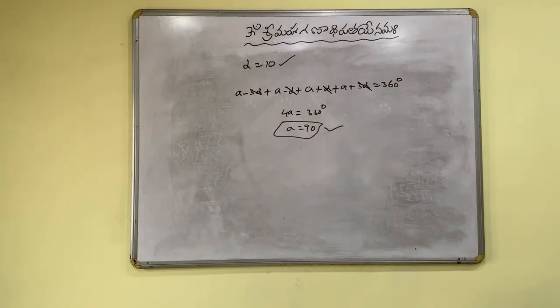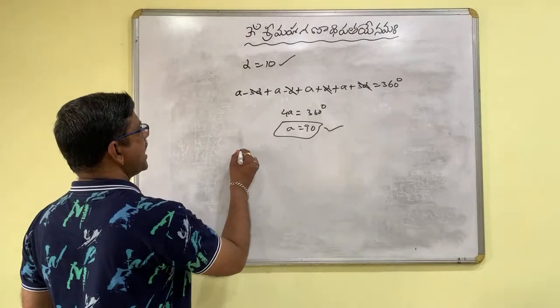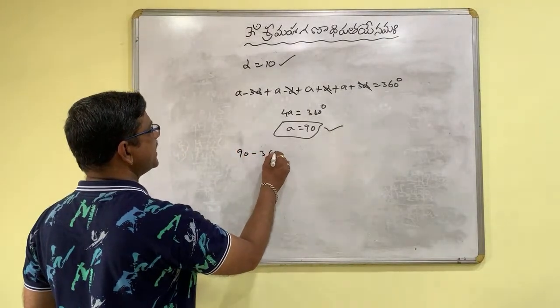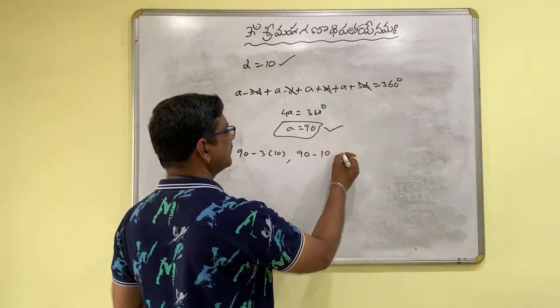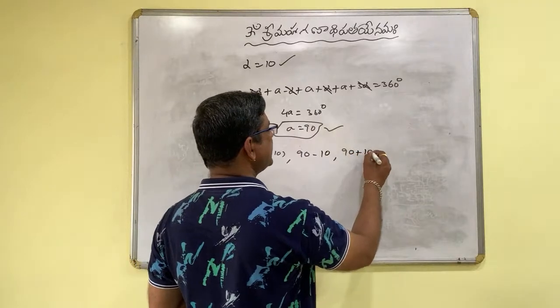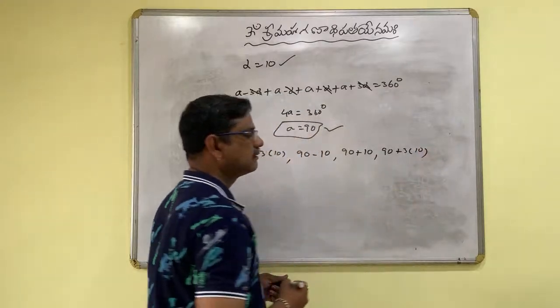75, 85, 95, 105. Hamsini, how? D is given 10, na, Hamsini. D is given 10, na. How do we get 175 at the end? A minus 3D, A minus D, A plus D, A plus 3D.